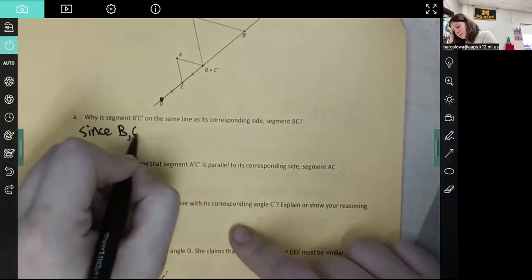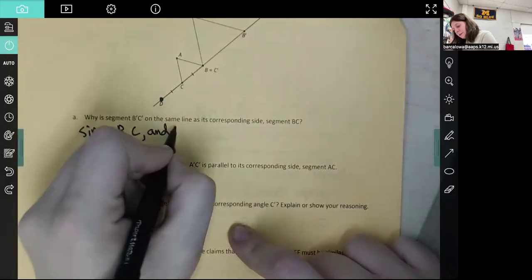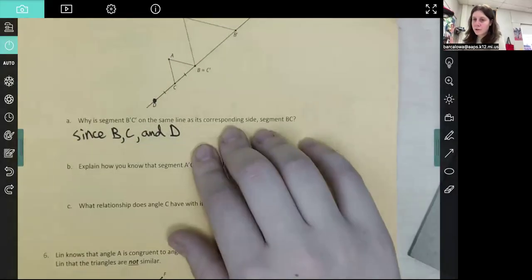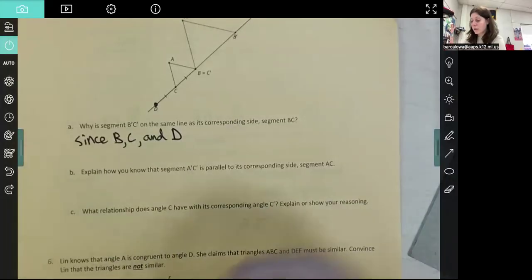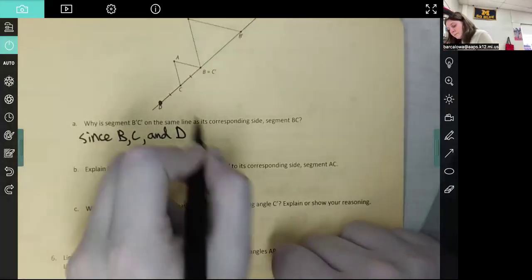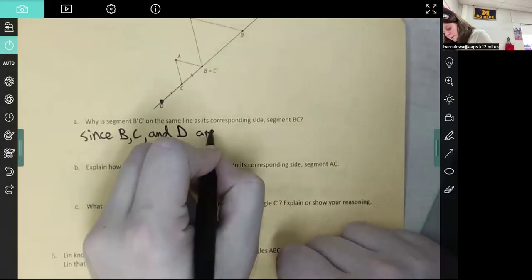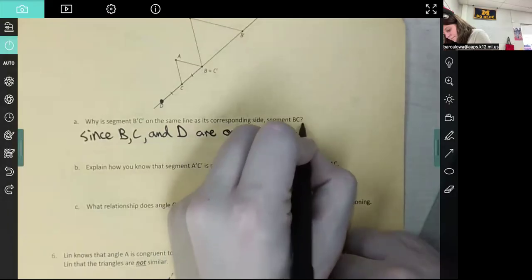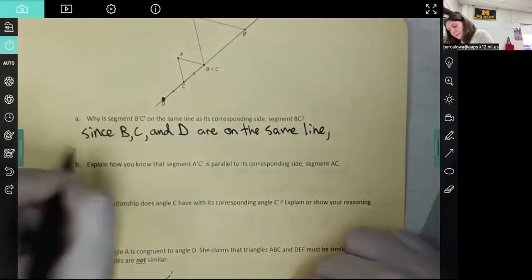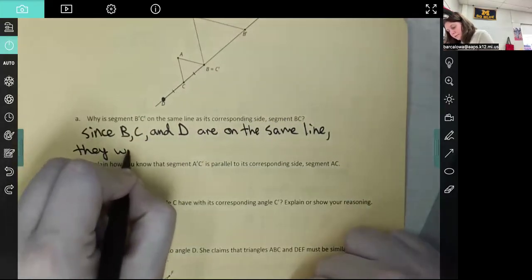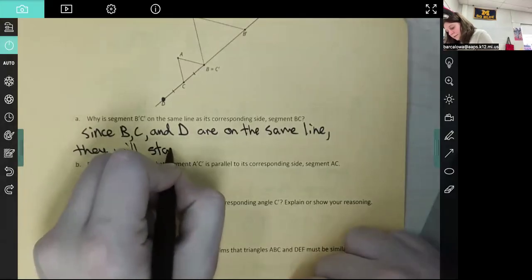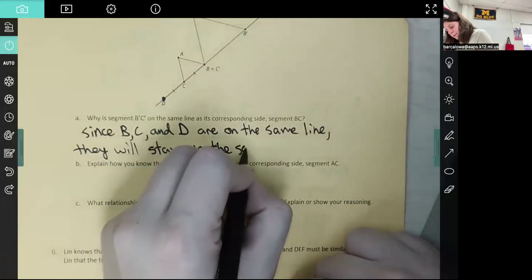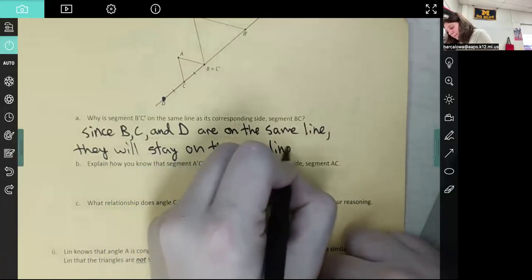Okay, since B, C, and D are on the same line... I know Mr. Geiger's key used the word collinear, so I'll write an alternate version without using that vocab word in case you forgot. So since B, C, and D are on the same line, they will stay on the same line after dilation.